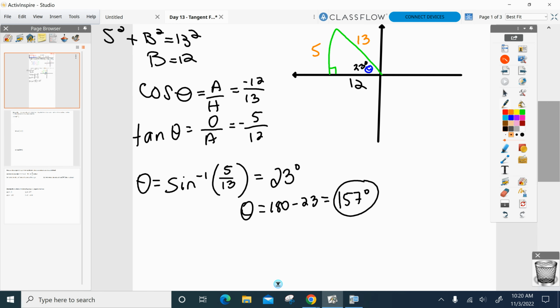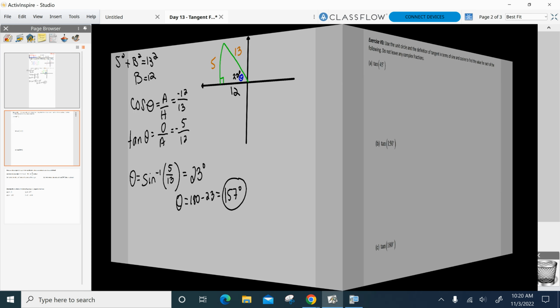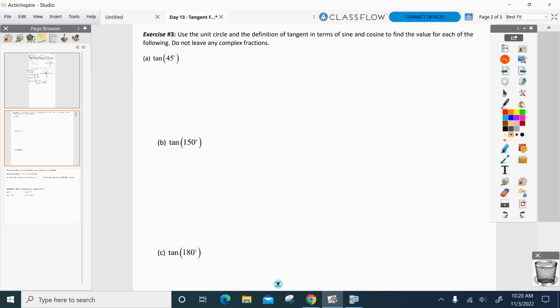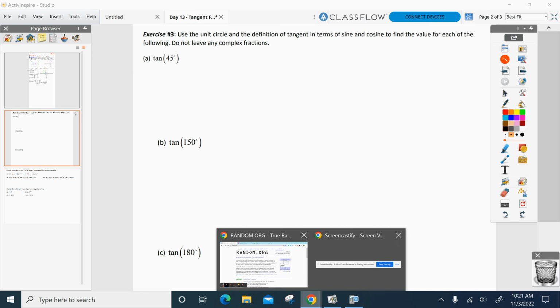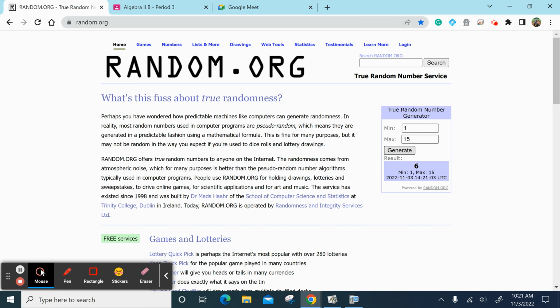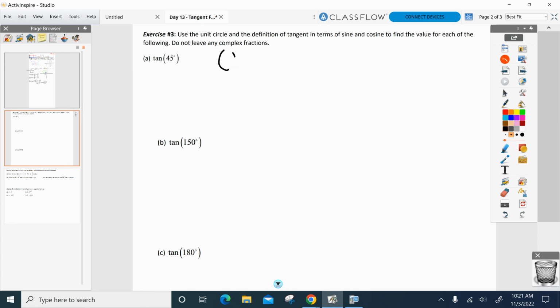What if I'm on the unit circle now? All right, use the unit circle to find these tangents. Tangent of 45, anybody want to tell me? 45 on the unit circle, where are we? Yep, and? Got it, here we go.